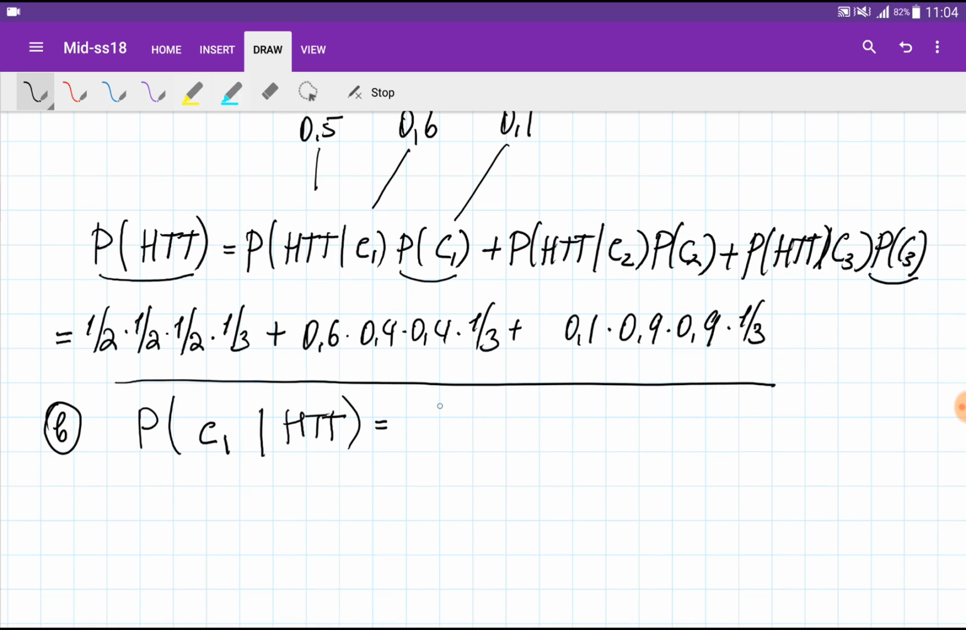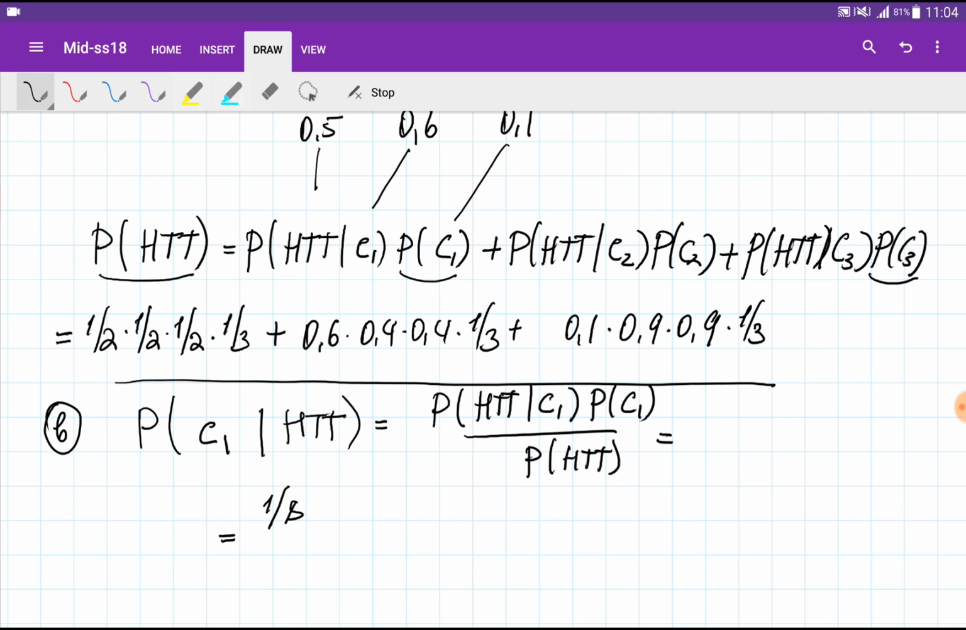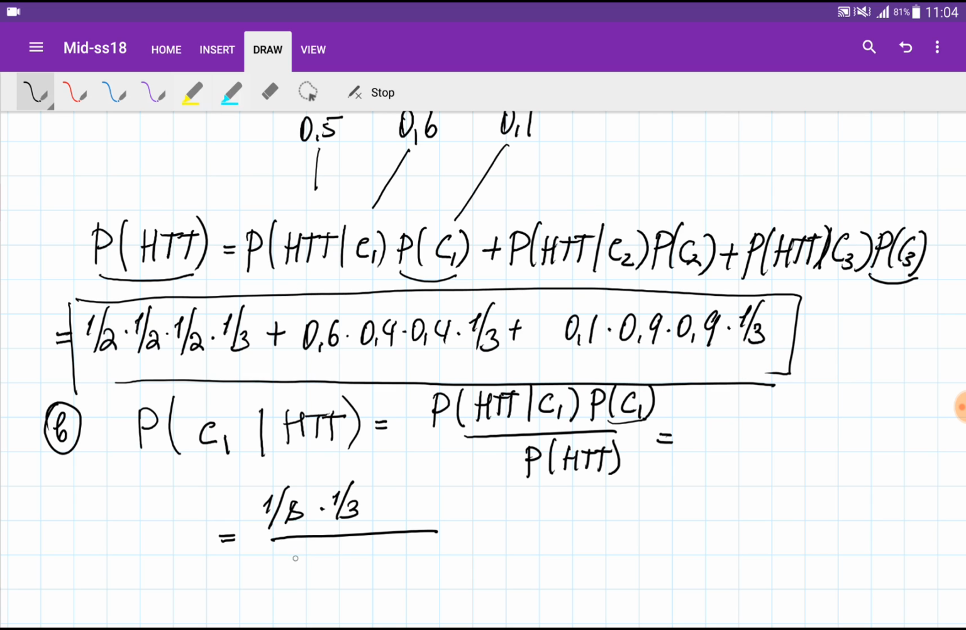The Bayes rule is the probability of head, tails, tails for the first kind, multiplied by the probability of choosing the first kind, divided by the probability of head, tails, tails, right? So the probability of getting head, tails, tails exactly in this order for the first kind is 1 over 8, right? 1 over 2 multiplied by 1 over 2 multiplied by 1 over 2. Multiplied by choosing the first kind, which is 1 over 3. We need to divide this by the probability of tossing any kind in this order, head, tails, tails, and evaluate this probability like this.